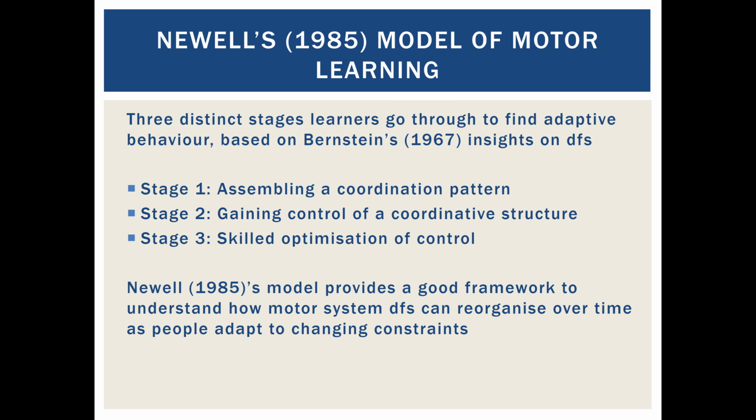All right. So then we come to Newell's model of learning, and this is the very first time that you'll see something concrete. How can we adapt the constraints approach to someone learning a skill from the very beginning to when they are an expert? Okay? And Newell basically says there's 3 stages to learning. The first stage is where you assemble a basic coordination pattern. The second one is where you gain more control over that coordinative structure. And then finally, that's a skilled optimization of control.